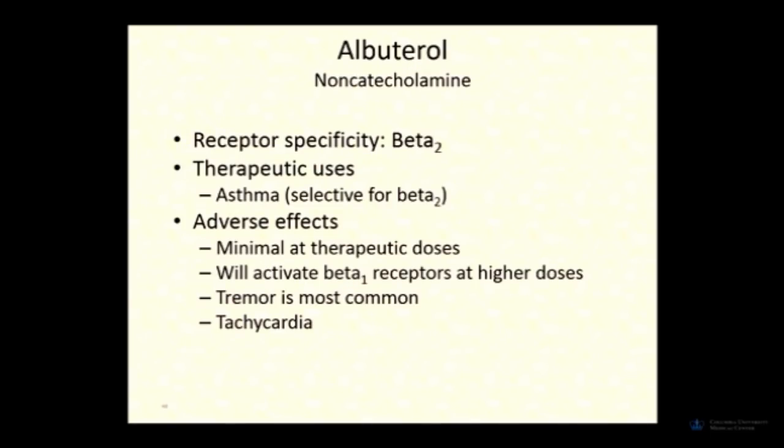Albuterol, very, very common drug. It's a non-catecholamine. It's very specific to the beta-2 receptor, and so its target is going to be the bronchiolar airways. And it's going to be a critical drug in the treatment of asthma.